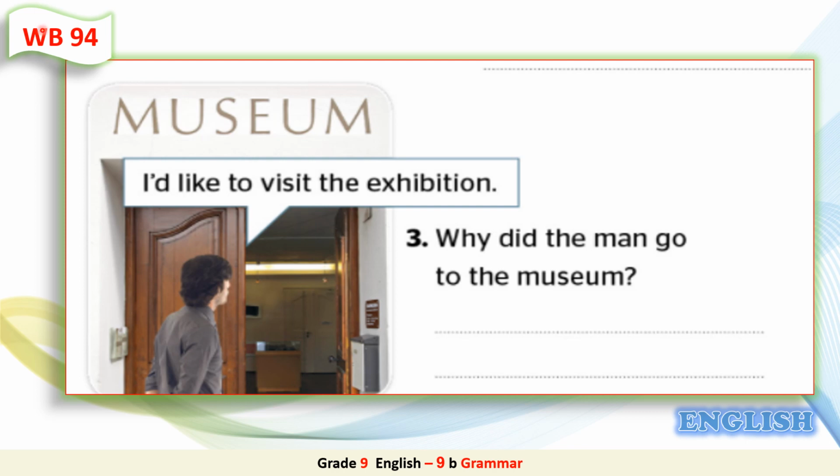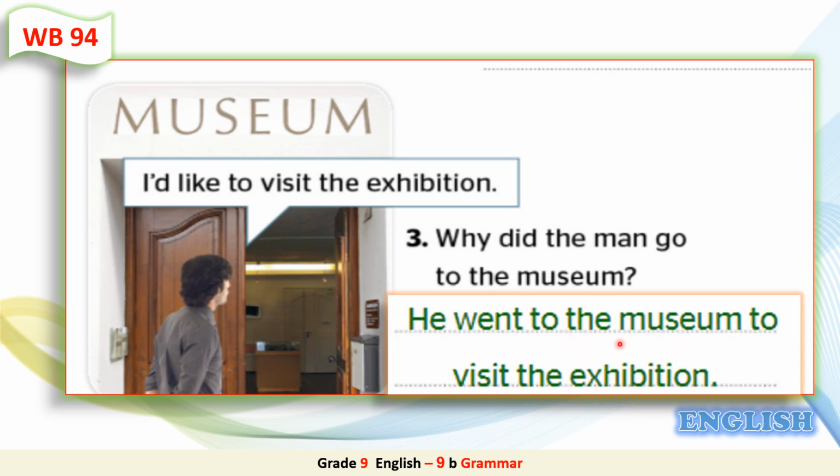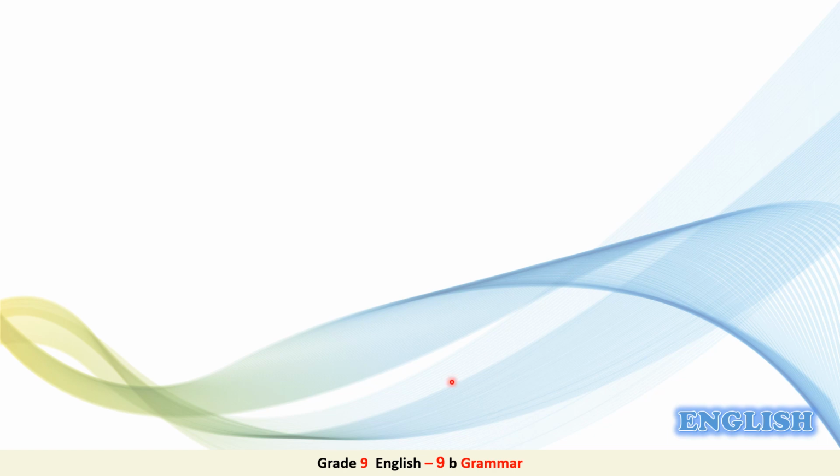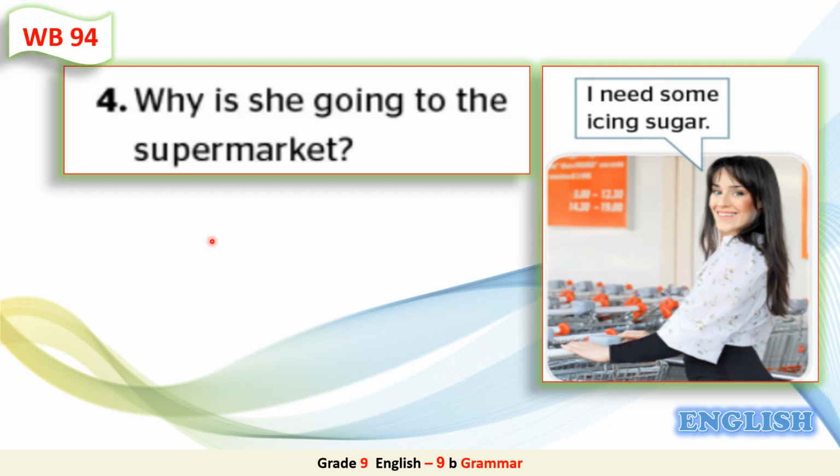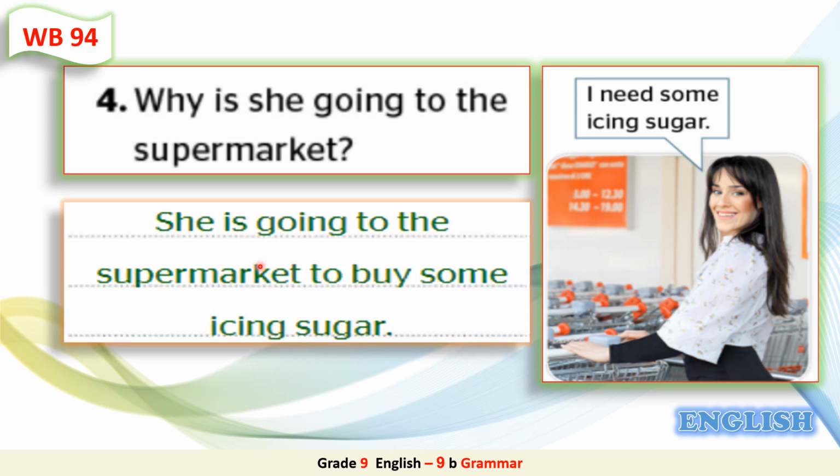Now, could you please do this one? Why did the man go to the museum? Excellent. He went to the museum to visit the exhibition. Well done. Again, workbook, page 94. Look at this woman. She is saying, I need some icing sugar. So why is she going to the supermarket? Very good. She is going to the supermarket to buy some icing sugar. Excellent, students.